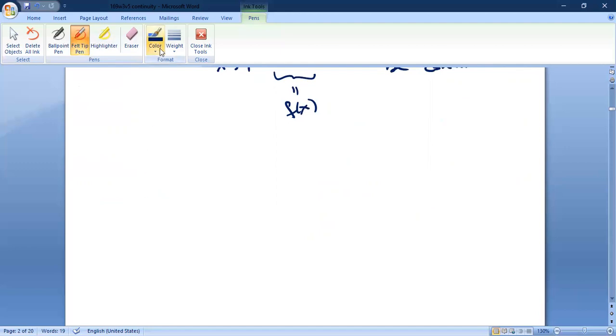The second type is infinite discontinuity.